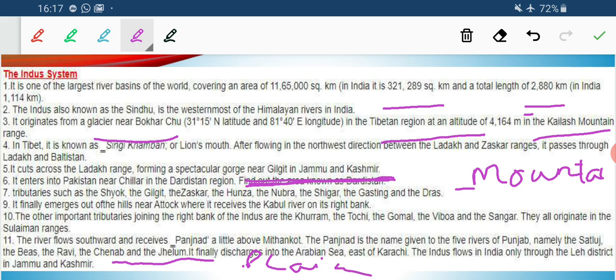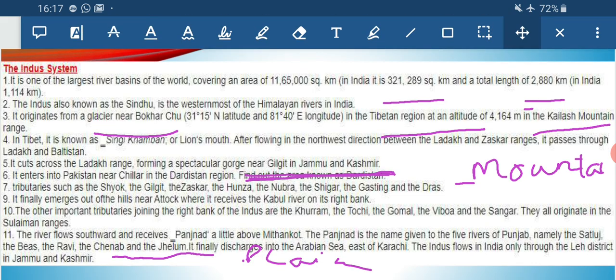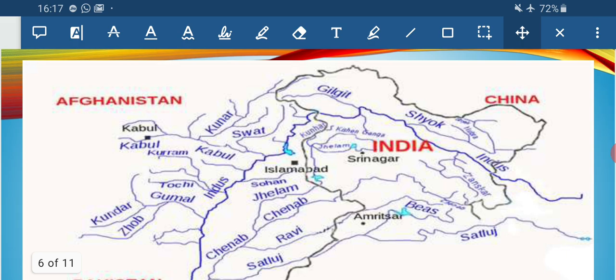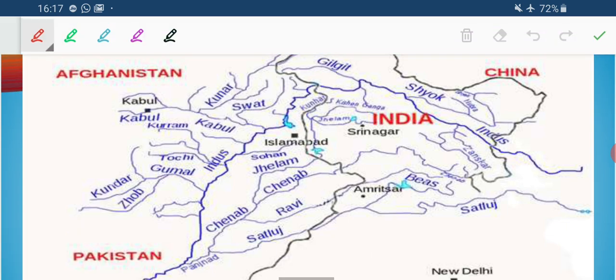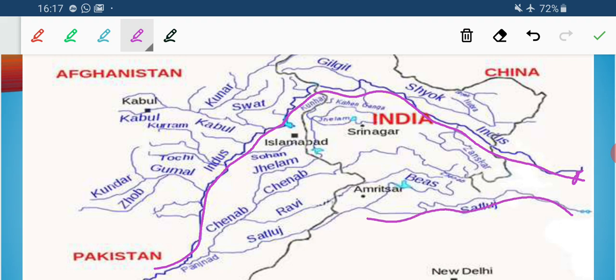Okay. Now this is related to the features of Indus river system. Now let us move to the map that you can see. You can see this is the place near Mansarovar lake from where the river Indus has originated. I am just drawing this line so that you can find out which is the major river. This is the major river Indus, and then you can find out these are its tributaries that join the Indus. The Ravi, Satluj is there, Chenab is there, Jhelum is there, Bias is there.